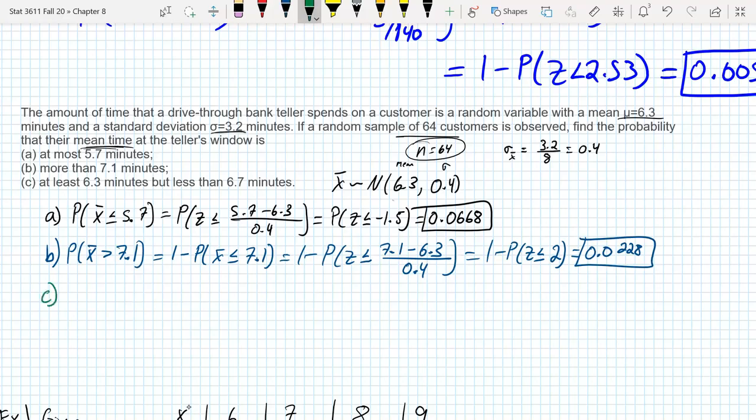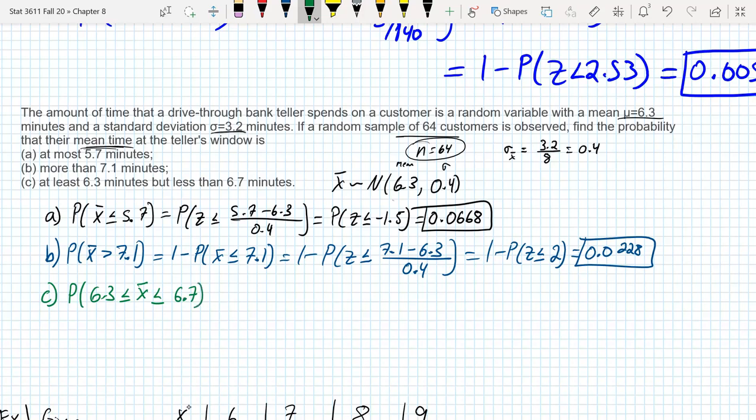And part C, at least 6.3 minutes, but less than 6.7. So we're talking about the sample, we're talking about the mean here, x bar. At least 6.3 minutes. So x bar should be greater than or equal to 6.3, but less than or equal to 6.7.